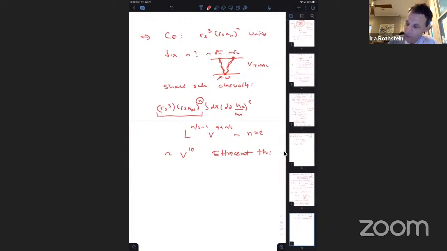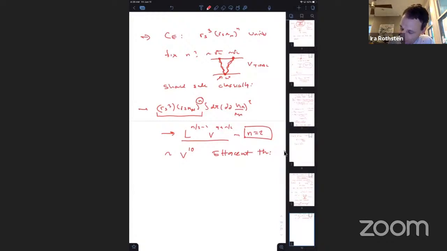Therefore, and we know the potential should scale as L. So therefore, this term has to scale like L to the 0. Okay. So if we use all the scaling rules we introduced last time, then this term scales as L to the n over 2 minus 1, v to the r plus n over 2. Okay? And since it has to scale as L to the 0, it immediately tells us that the only consistent answer is n equals 2.